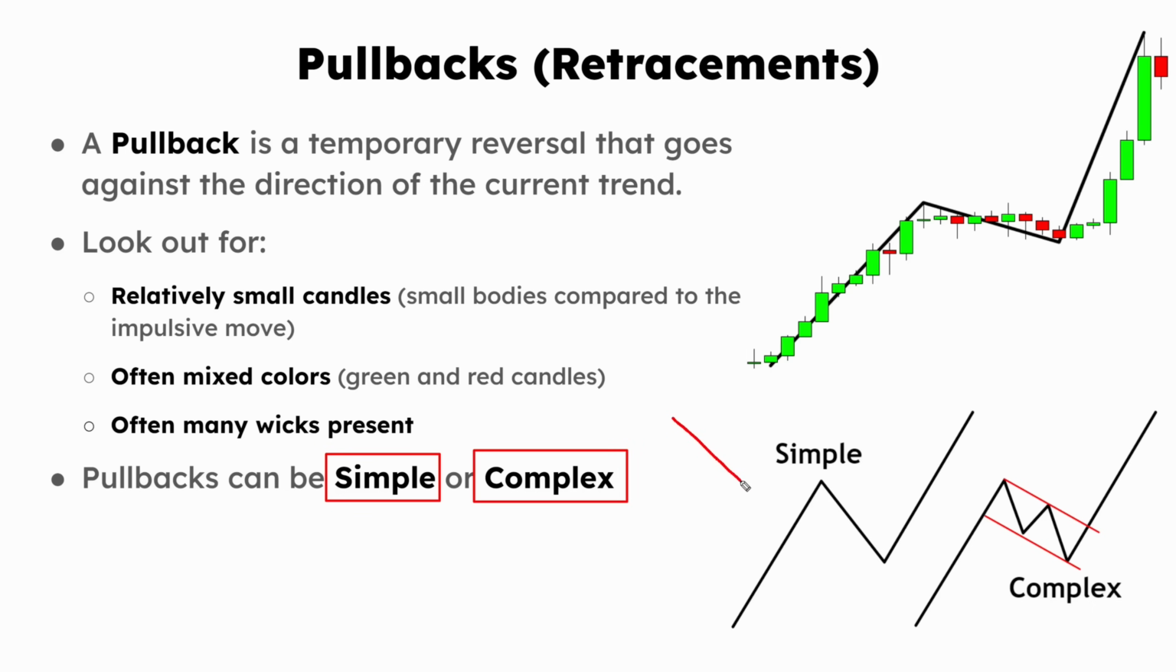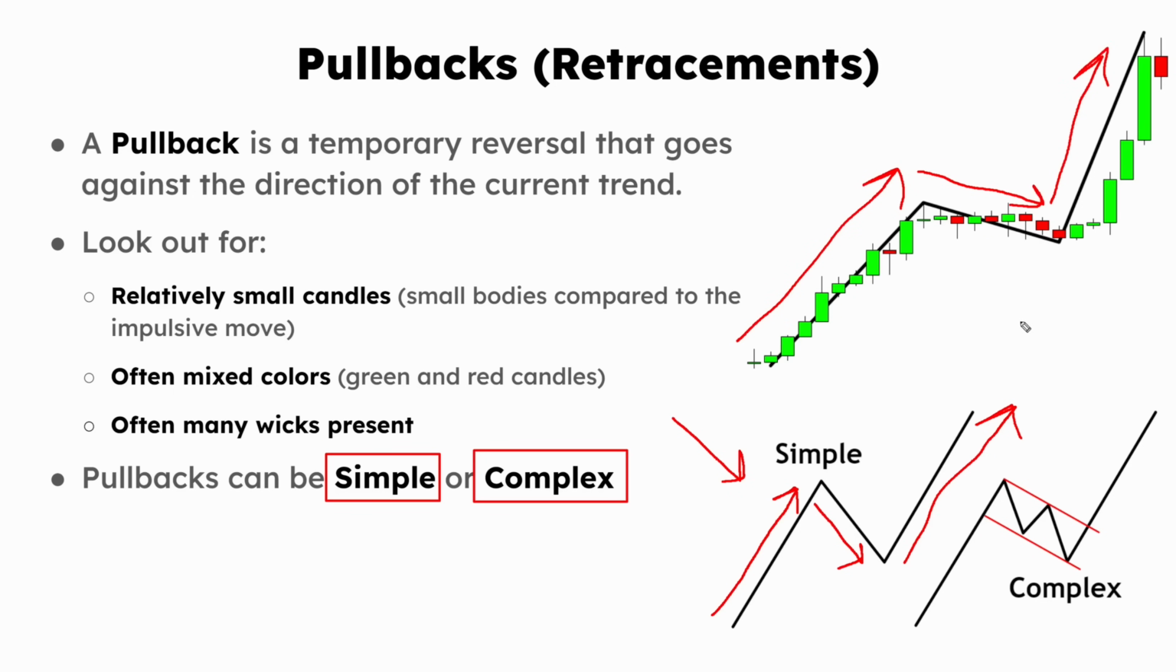The simple pullback, which you can see right here, is very simple. It's basically when we have an impulsive move that goes up like this, then the actual pullback looks pretty much like a straight line before we see the next impulsive move. So this image at the top is an example of a simple pullback. We have an impulsive move that pretty much goes up in a line, a nice pullback here, and then the next impulsive move.